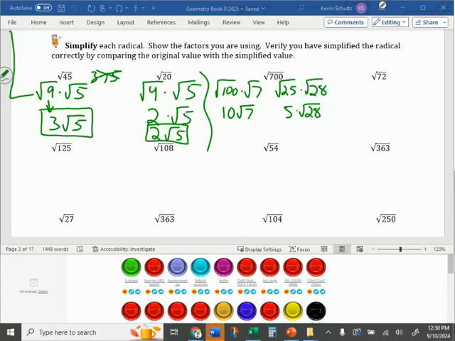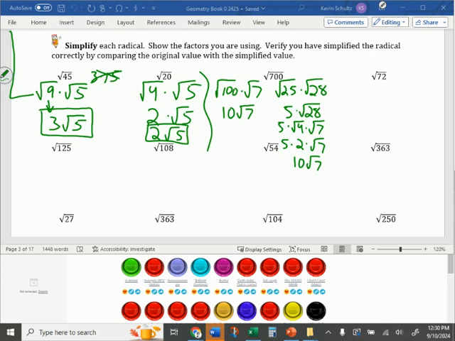5 root 28 is not in simplest form. Why not? Because 28 has factors. Because 28 can be simplified further, right? What's a perfect square factor of 28? 4 and 7. So we can rewrite this to be 5 times the root of 4 times the root of 7. Then we simplify again. What does the root of 4 become? 2. So now we have 5 times 2 times the root of 7, which equals 10 root 7.